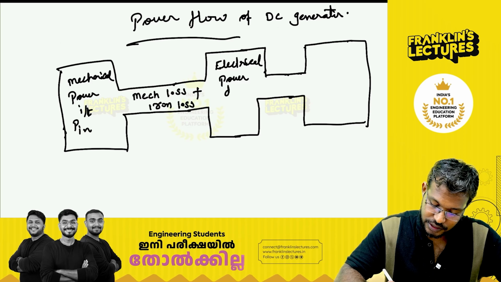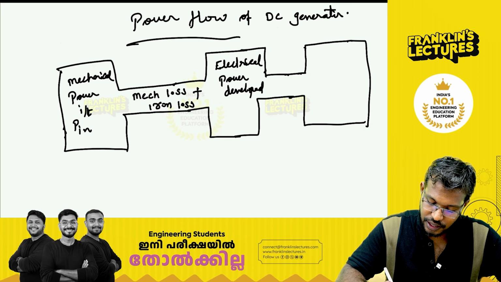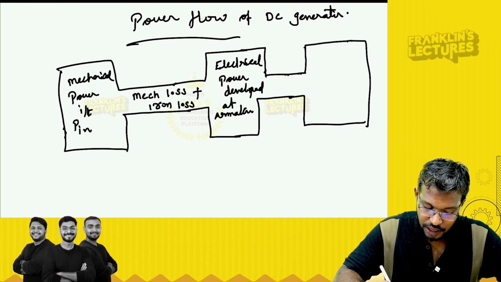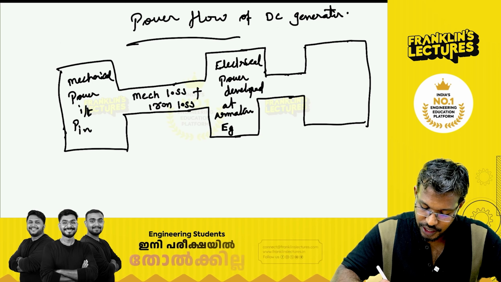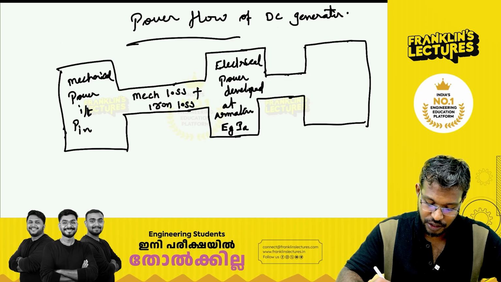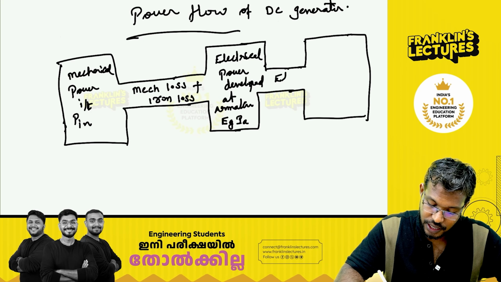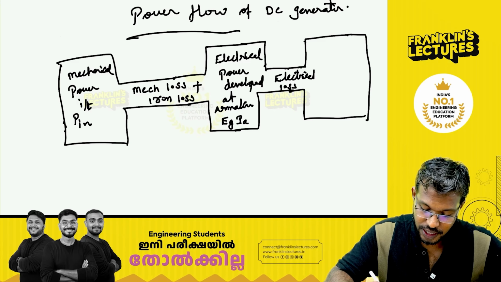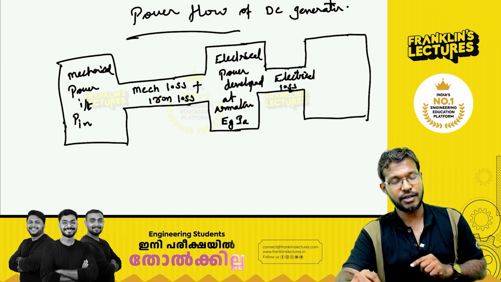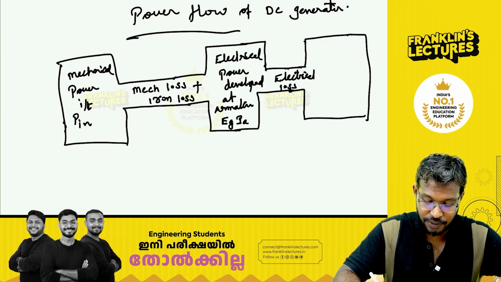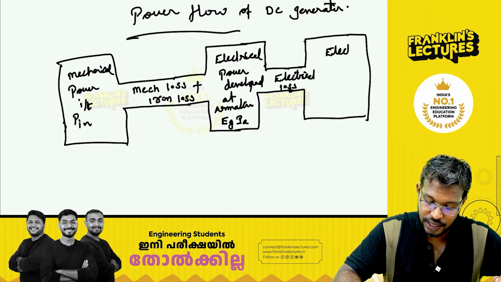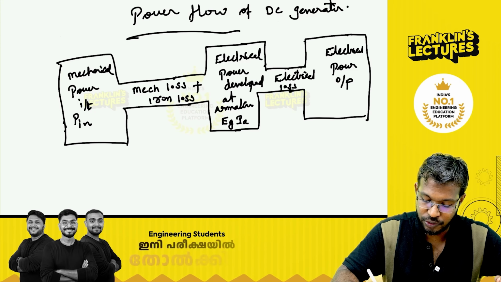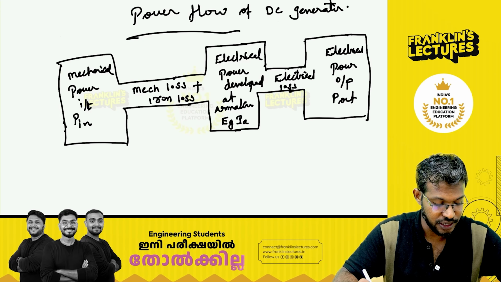Electrical power developed at the armature can be EG into IA, right? Then there will be electrical loss. Finally we have the electrical power output, the power delivered, that is P out. This is the developed machine.